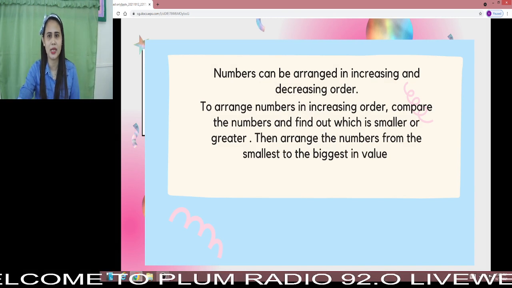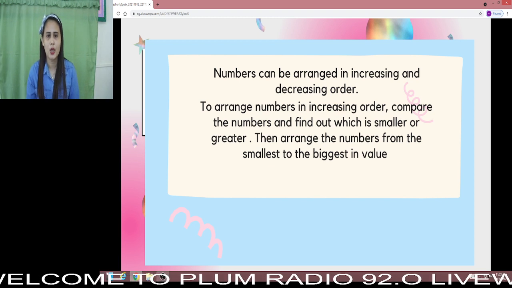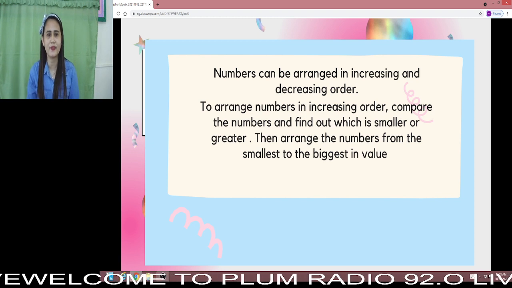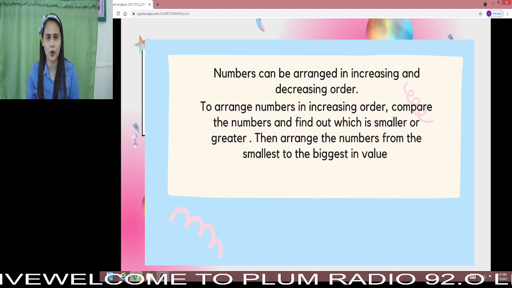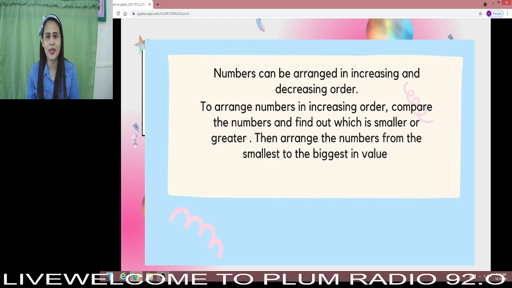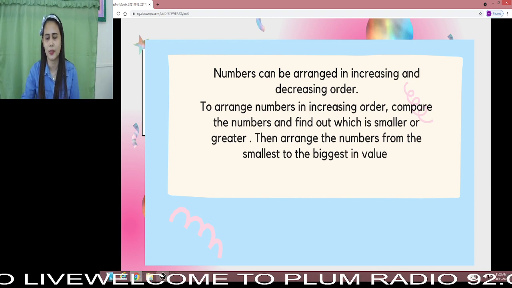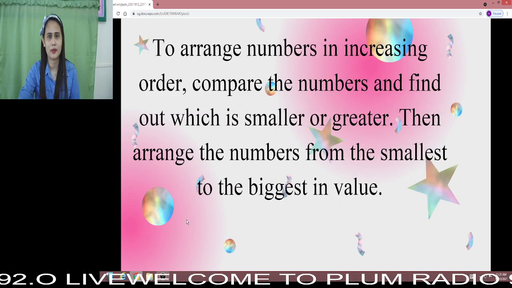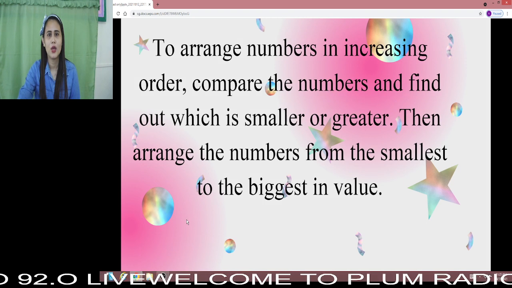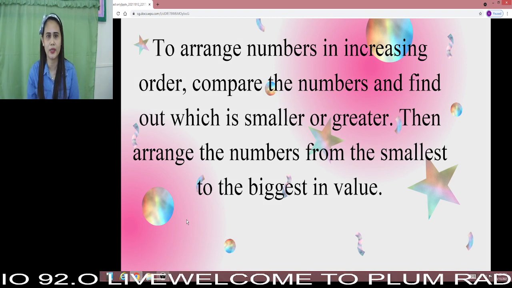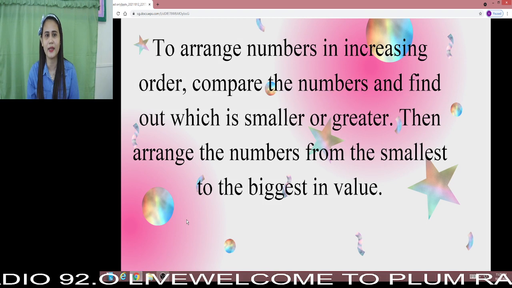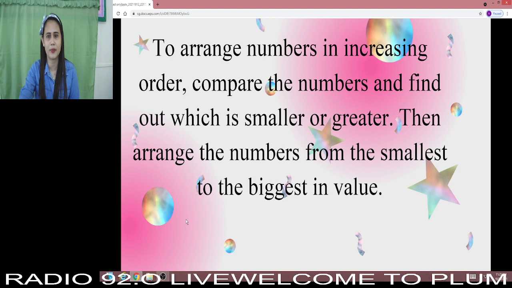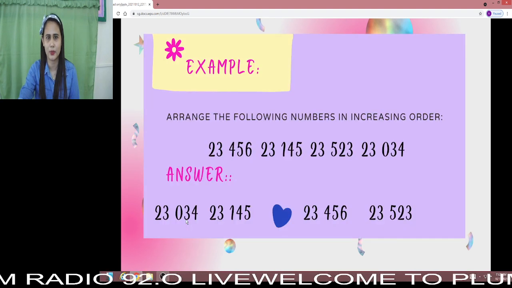Numbers can be arranged in increasing and decreasing order. To arrange numbers in increasing order, compare the numbers and find out which is smaller or greater. Then, arrange the numbers from the smallest to the biggest in value.